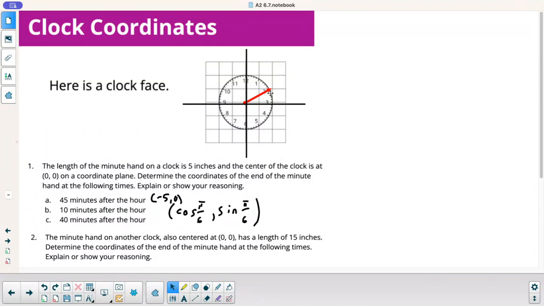And then C, 40 minutes after the hour. So 30, 40. So we move it right there.